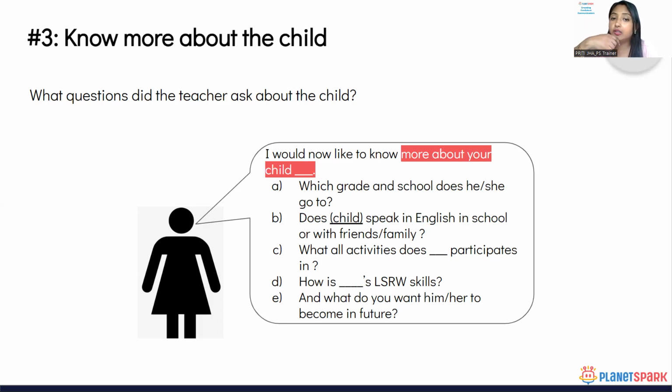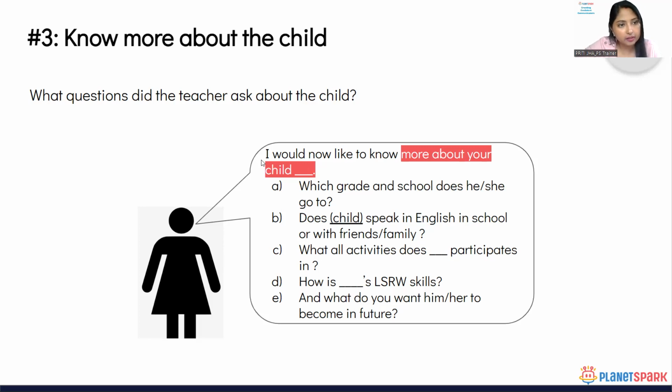Does the child speak in English, or does Rudra speak in English in school or with friends and family? What all activities does he participate in? How is his LSRW skills? So don't say LSRW, probably the parent might not understand. Just tell them how does he do in his listening, speaking, reading, and writing? And you can also ask them what does he want to become in future, or what do you want him to become in future?